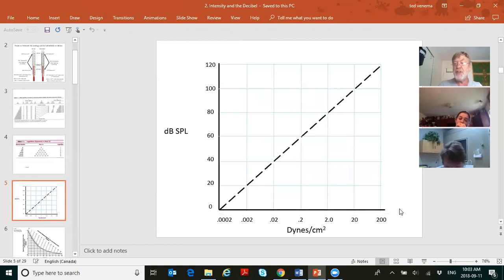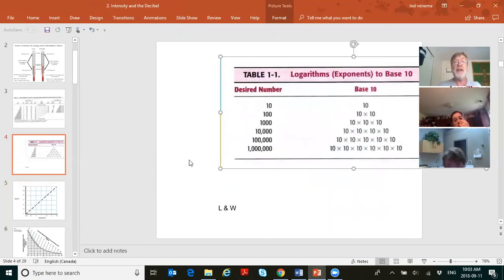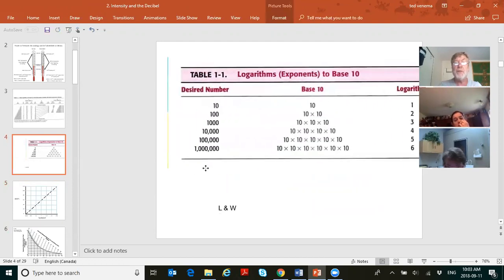But in your textbook, you will see this picture too. This is in your text, Lass and Woodford. And they're just telling you how logarithms work. 10. Okay, whoa, what the heck did I do? Don't do that, Ted. Anyway, I just moved my whole slide here. Move it back. Okay.